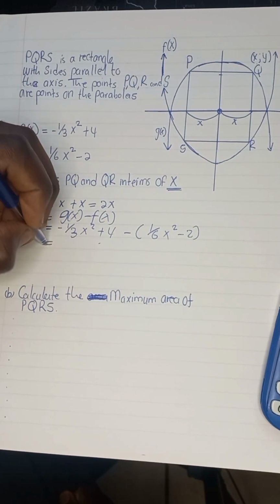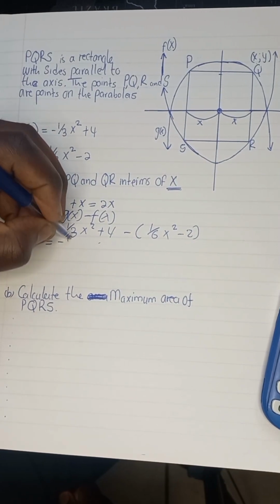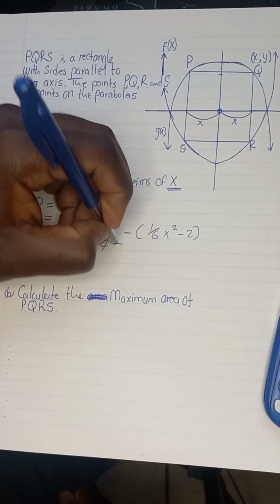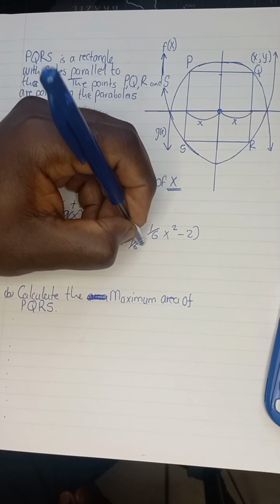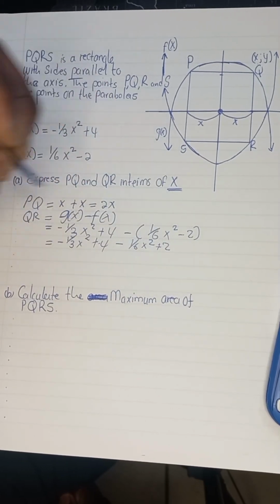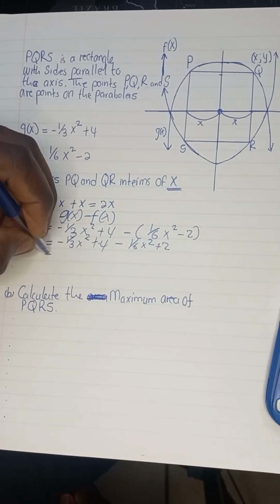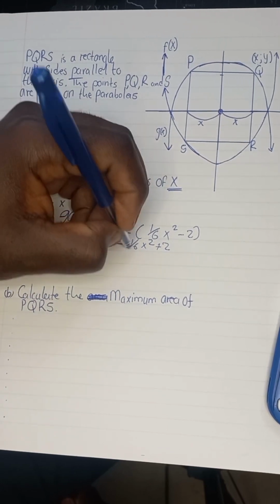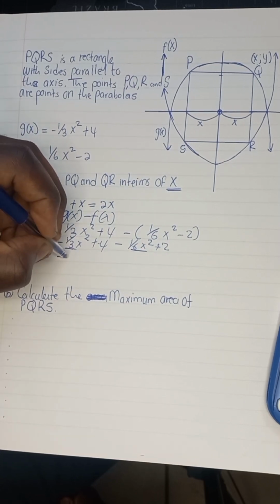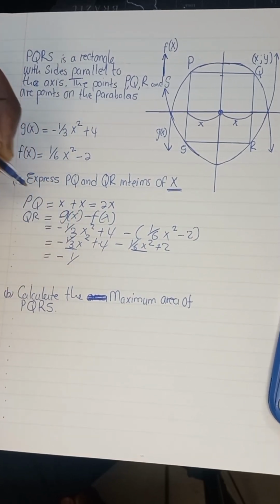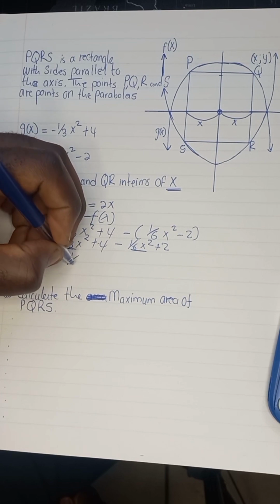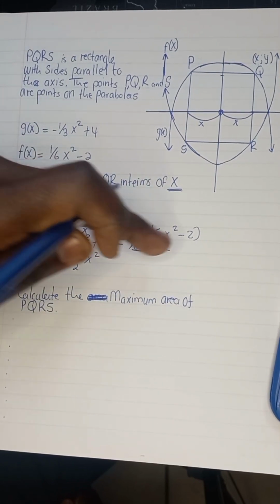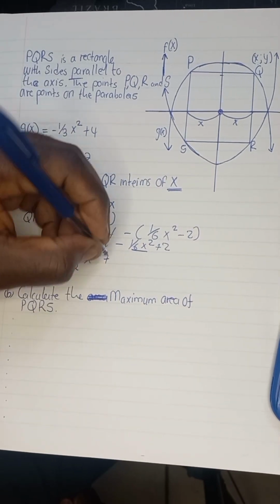And then you'll get that expression, which is minus 1 over 3 x squared plus 4, minus 1 over 6 x squared minus 2. And then your final answer, I'm sure you'll be able to get, I think it's minus 1 over 2 x squared and then plus 6. So I'll just write that down: minus 1 over 2 x squared and then plus 6. As you can see, plus 6.